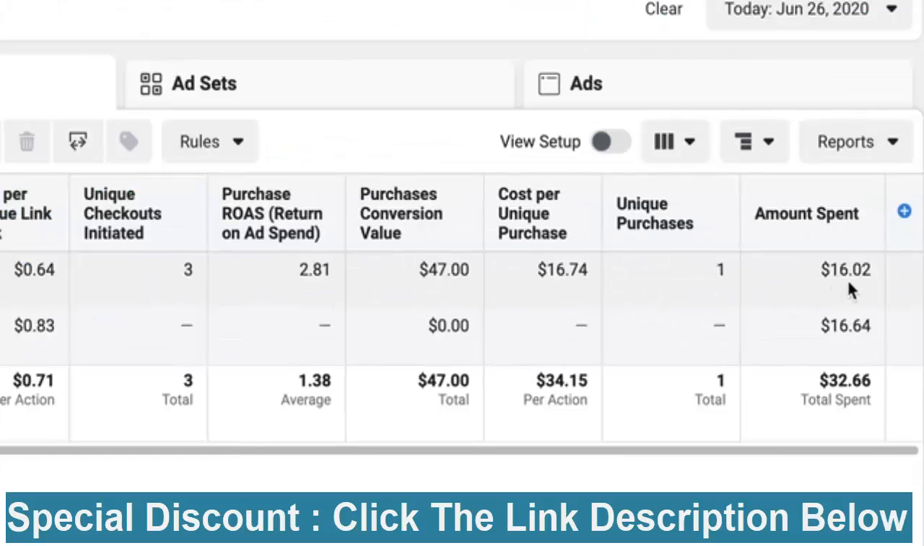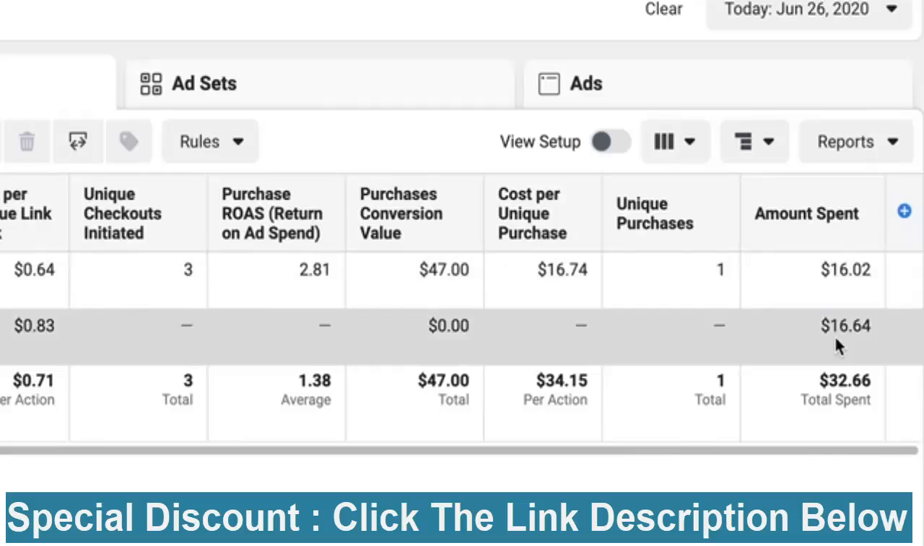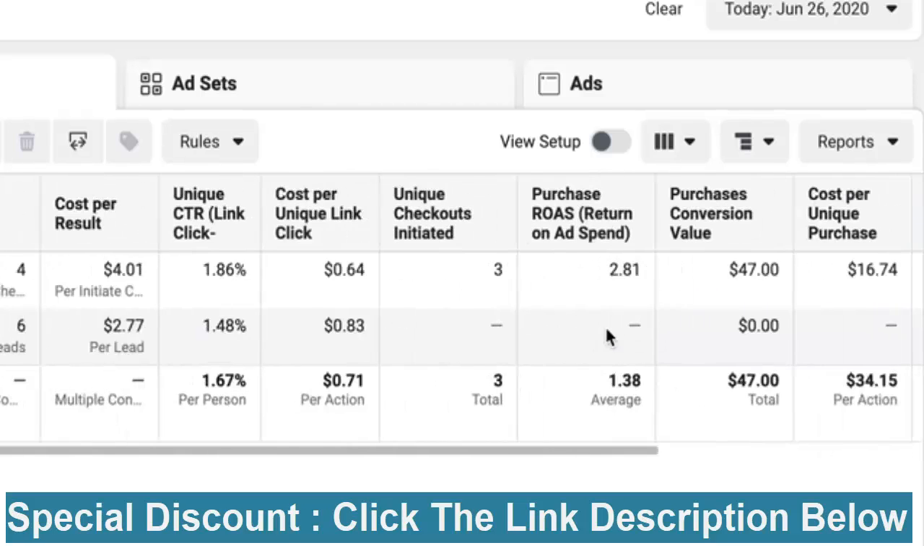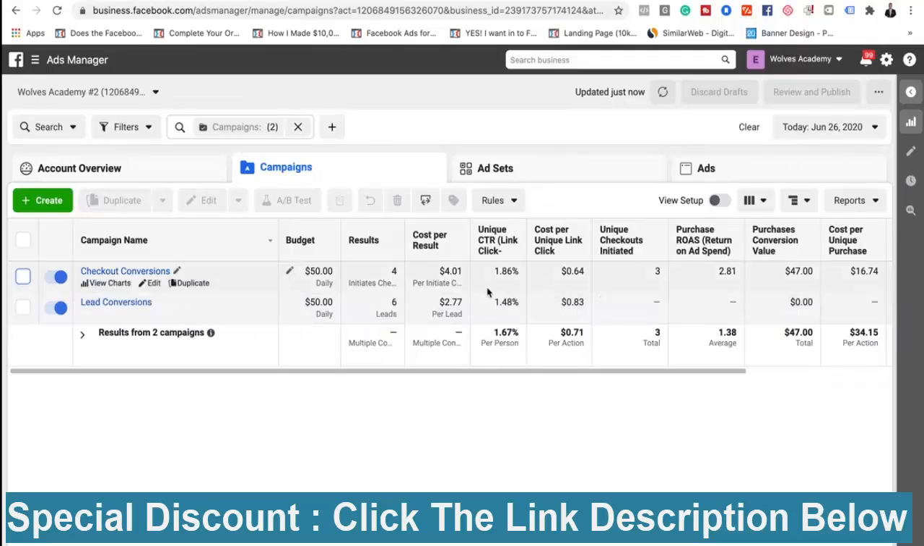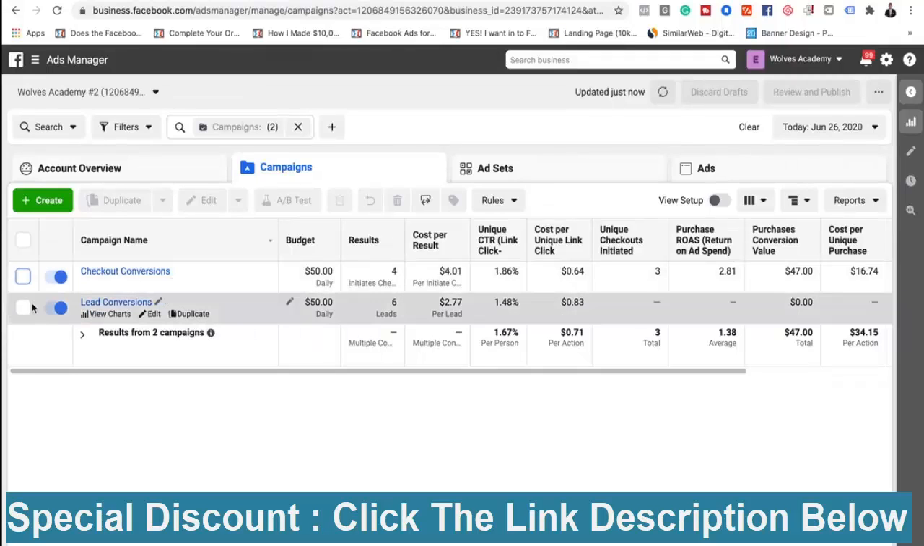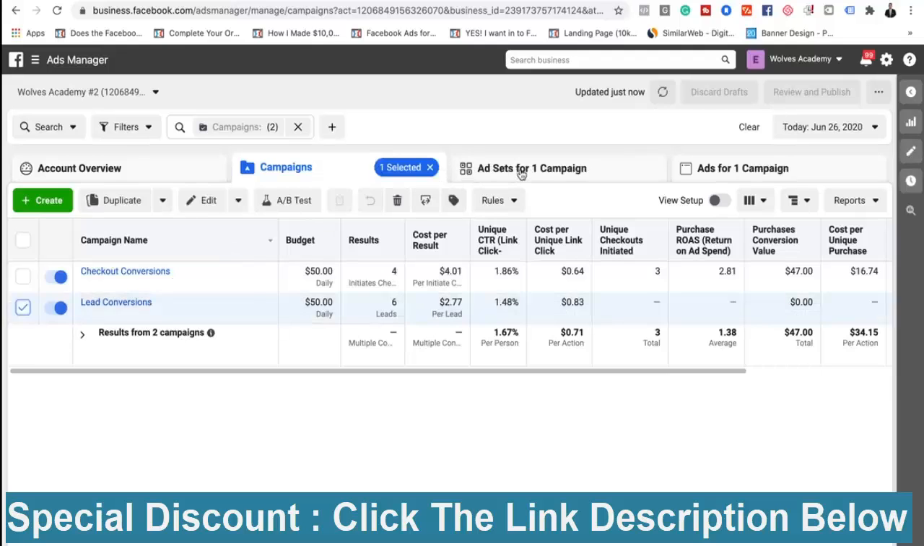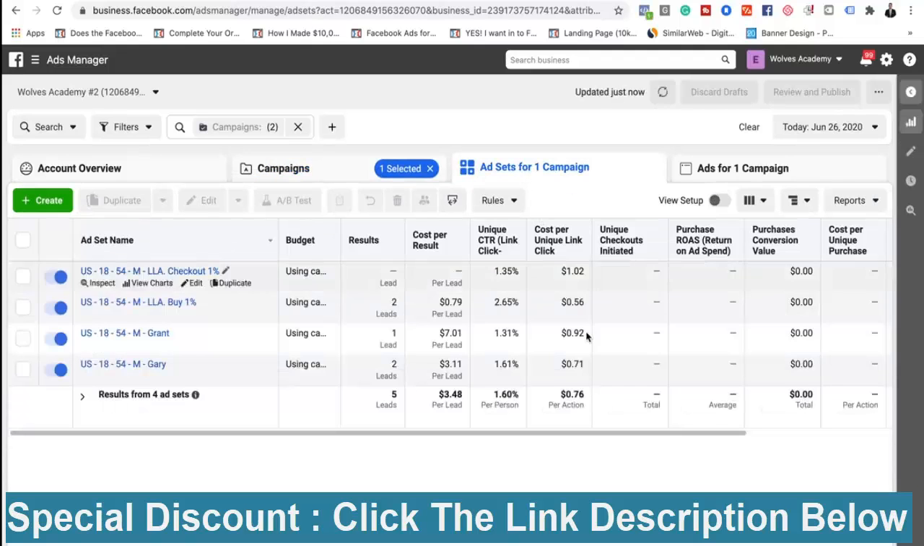If you notice, we have $16.02 spent, and then $16.64 spent. So we spent $32, $16 each. So we really don't have enough to get accurate data, but I'm gonna go to the actual lead conversions and look at the actual ad sets to see what it looks like so far.